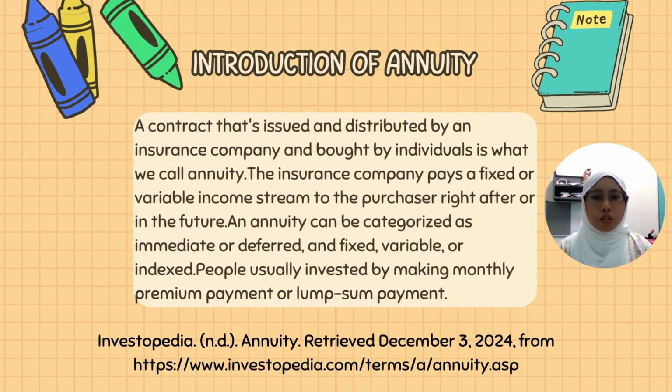Introduction of annuity. A contract that is issued and distributed by an insurance company and bought by an individual is what we call an annuity. The insurance company pays a fixed or variable income stream to the purchaser right after or in the future. An annuity can be categorized as immediate or deferred, and fixed, variable, or indexed. People usually invest in it by making monthly premium payments or a lump sum payment.